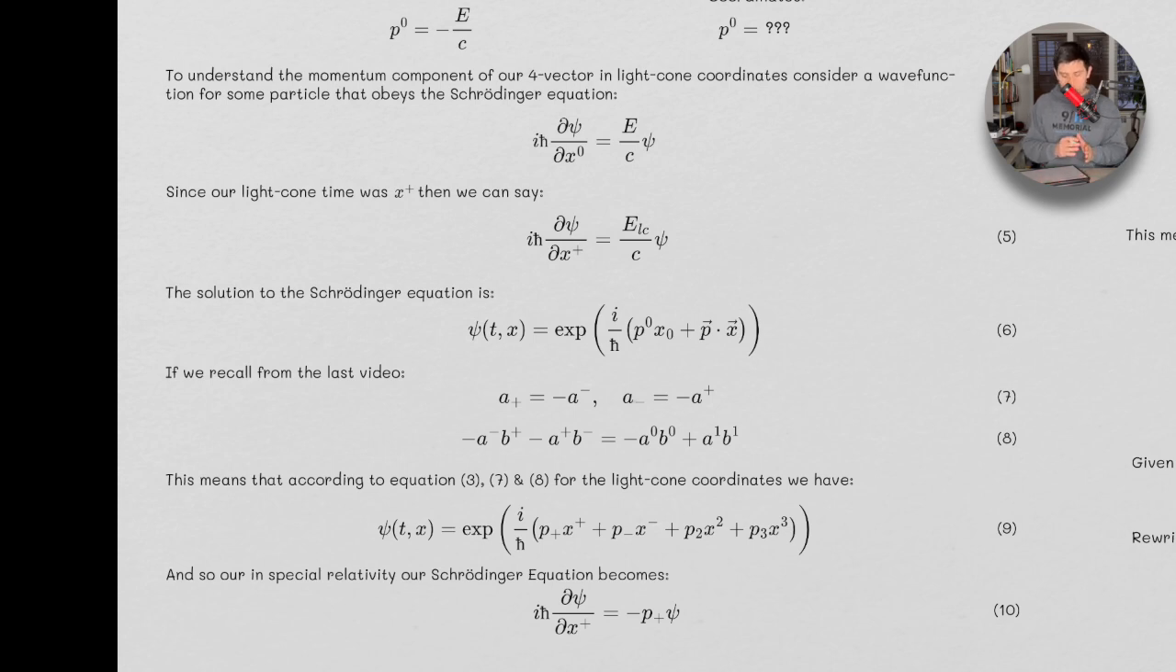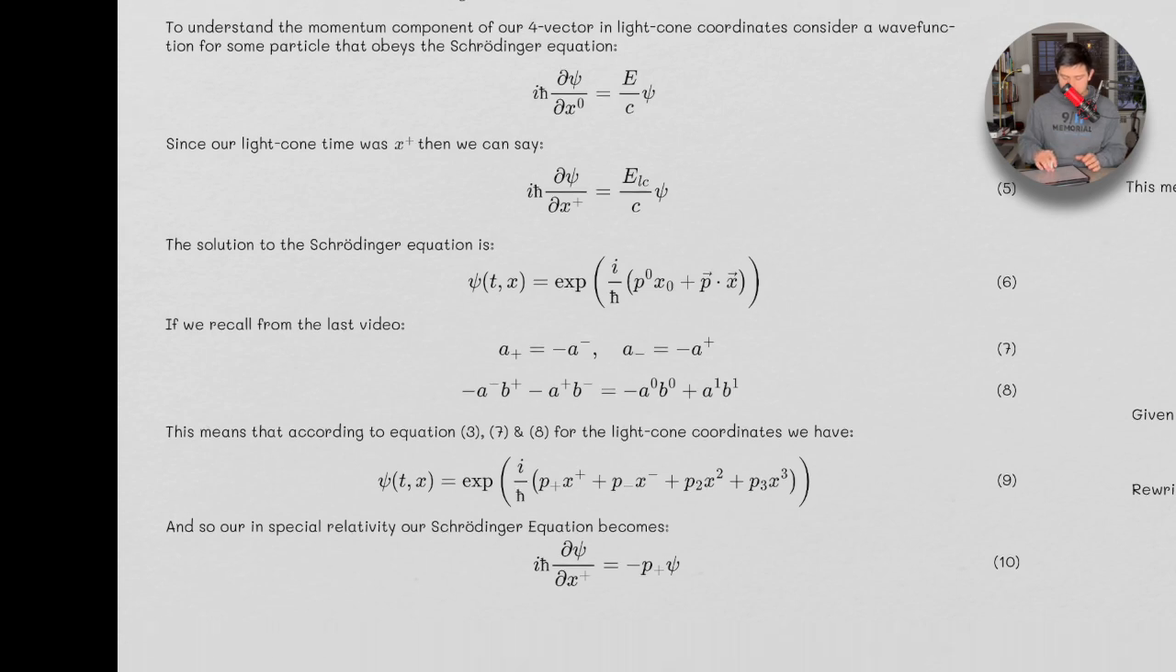So in our light cone coordinates, we called this thing the time component. We're going to switch x0 with x plus, and we're going to say E_LC, which stands for light cone, the energy of the light cone divided by C, the same form as we did up here. Everything's now in the light cone coordinates. The solution to the Schrödinger equation is this guy here, where we have P0, X0. P0 corresponds to the frequency along the X0 direction, and then the spatial portions there.